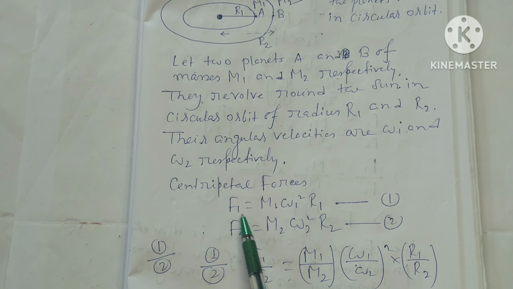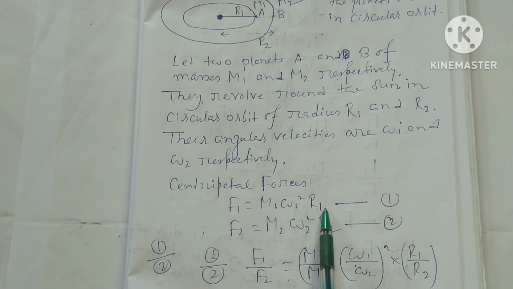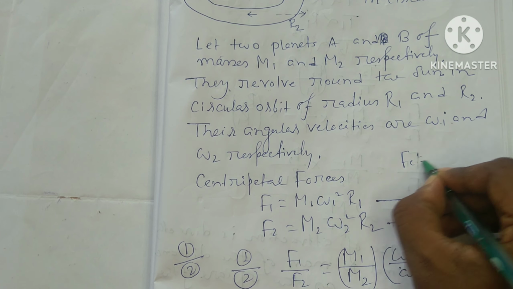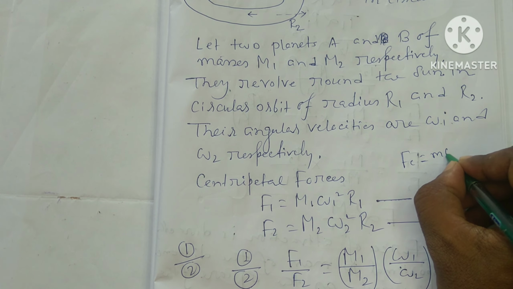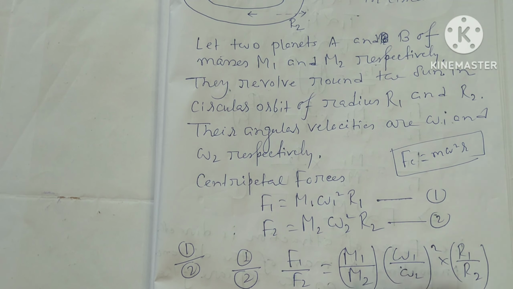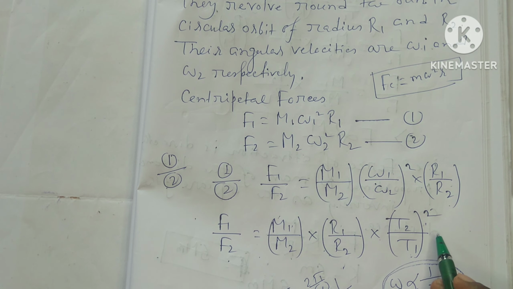Centripetal force, we know, we derived the equation of centripetal force. So F1 equal to m1 omega 1 square r1, F2 equal to m2 omega 2 square r2. This is equation 1 and 2. So dividing 1 and 2 we can get this value. We know the centripetal force Fc equal to m omega square r. Please watch all the videos. So this is the equation of centripetal force. This is 1 and this is 2. That is T2 by T1 the whole square.